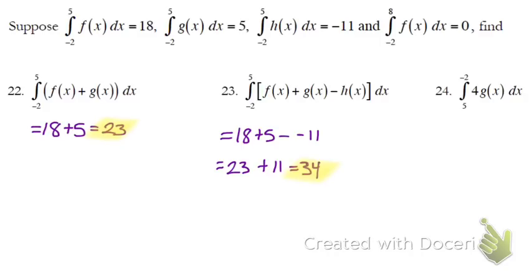For number 24, a couple things with this one. Number one, it's upside down, 5 to negative 2 instead of negative 2 to 5. So let's fix that by flipping it. So this is a negative integral from negative 2 to 5 of 4g of x dx. Now, I know that the area underneath the curve of g of x from negative 2 to 5 is 5. But it's also going to be negative because we flipped it, and it's also going to be multiplied by 4 because we have a constant multiple there. So we have a negative 4 that needs to be multiplied by this area for g of x, which is 5. That gives us negative 20.